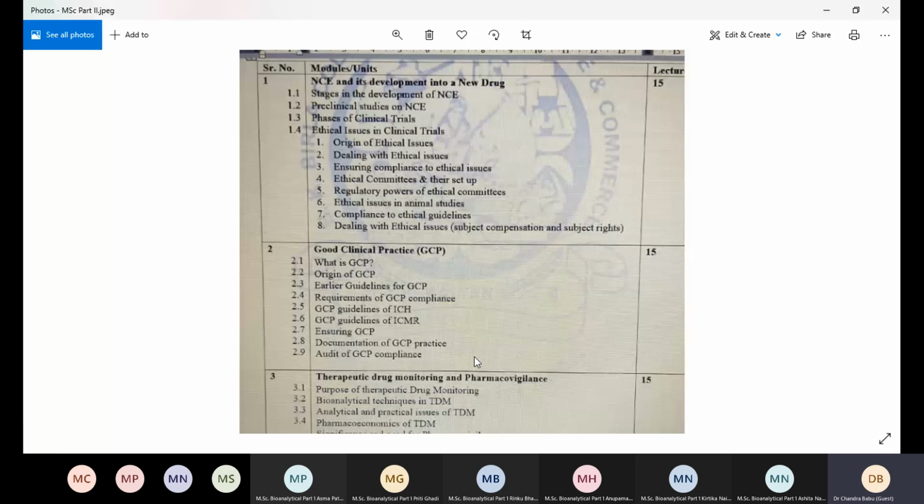In the syllabus, NCE and its development in new drug, we did 1.4.6, ethical issues in animal studies. That was what we had done last. Seventh and eighth, compliance to ethical guidelines and dealing with ethical issues, subject compensation, subject rights, come under section 1.3 because this is all about the clinical trials perspective. So we are going to go to these details now. Fine, guys.